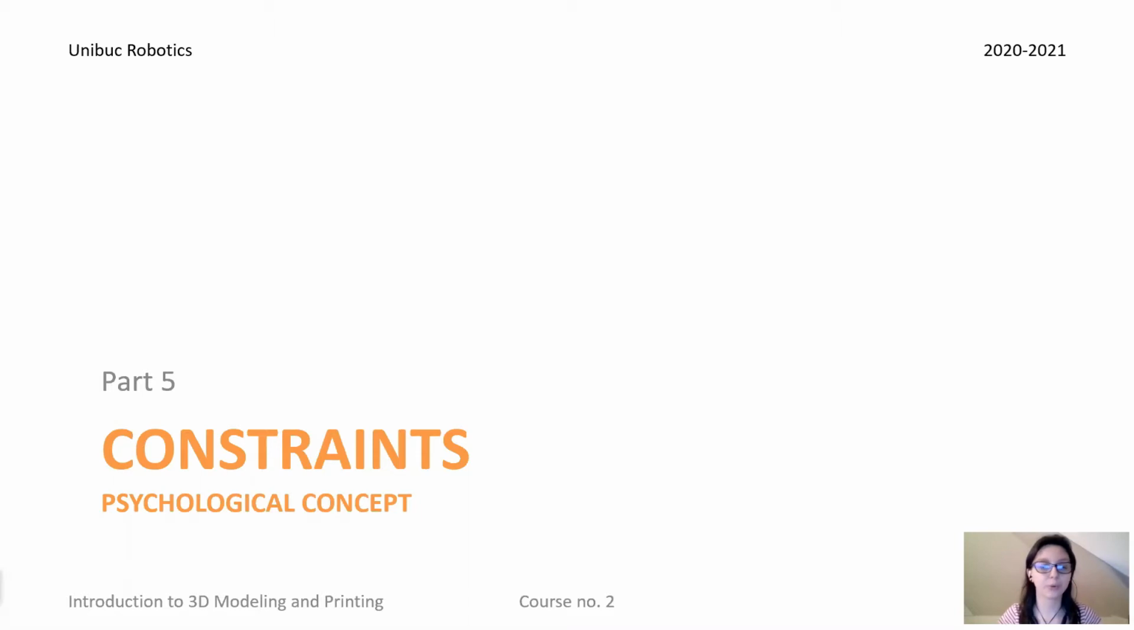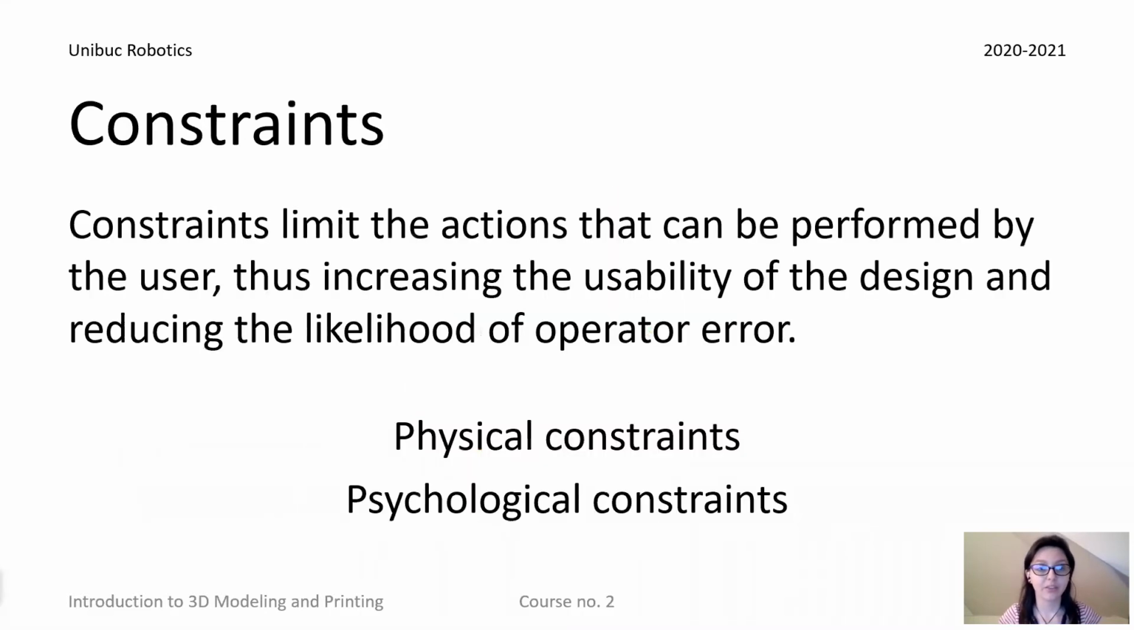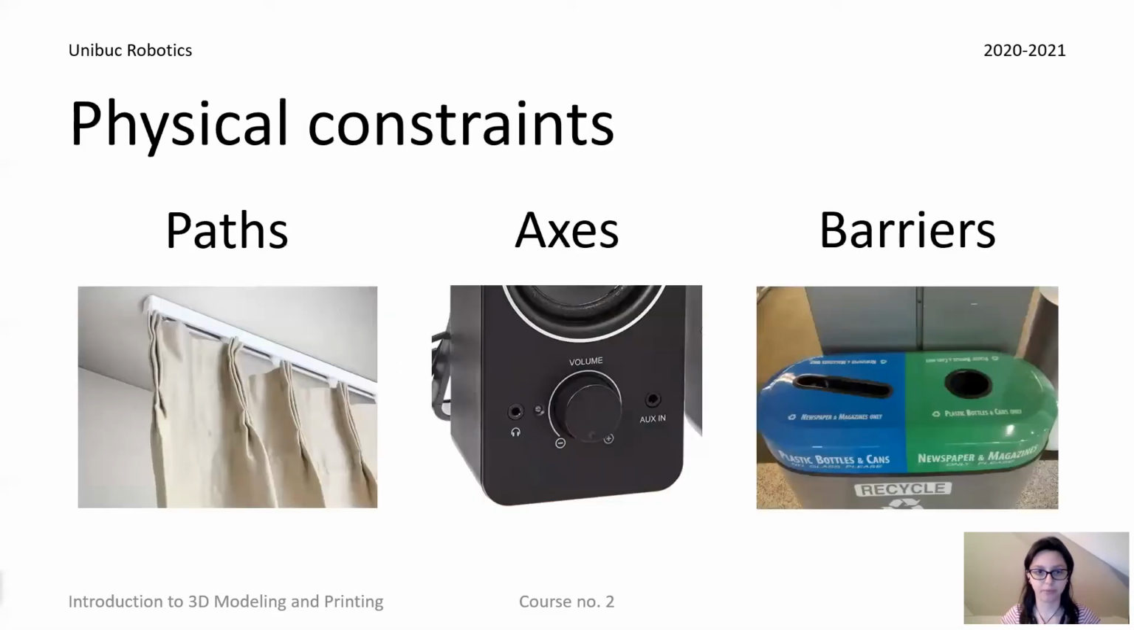In this video, we'll talk about constraints, which is a physical, logical concept in design. So constraints are restricting the interactions that can take place. They limit the actions that can be performed by the user, thus increasing the usability of the design and reducing the likelihood of operator error. For this, we have two types of constraints: physical constraints and physiological constraints.